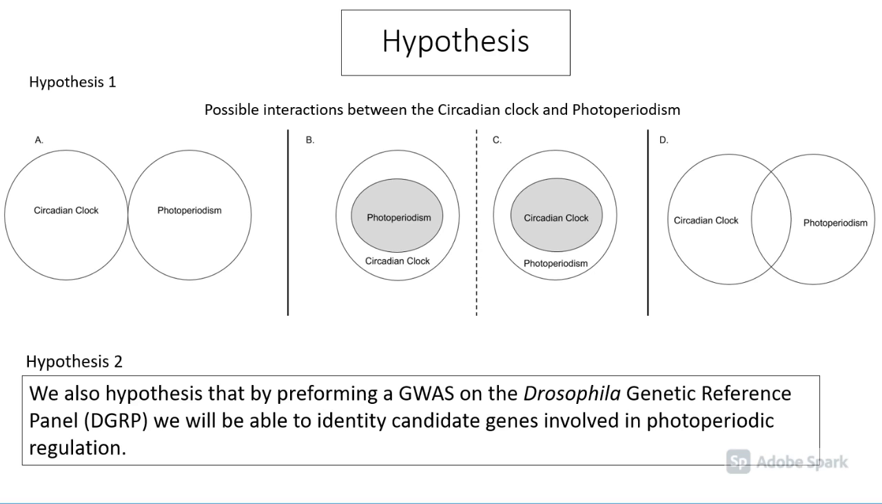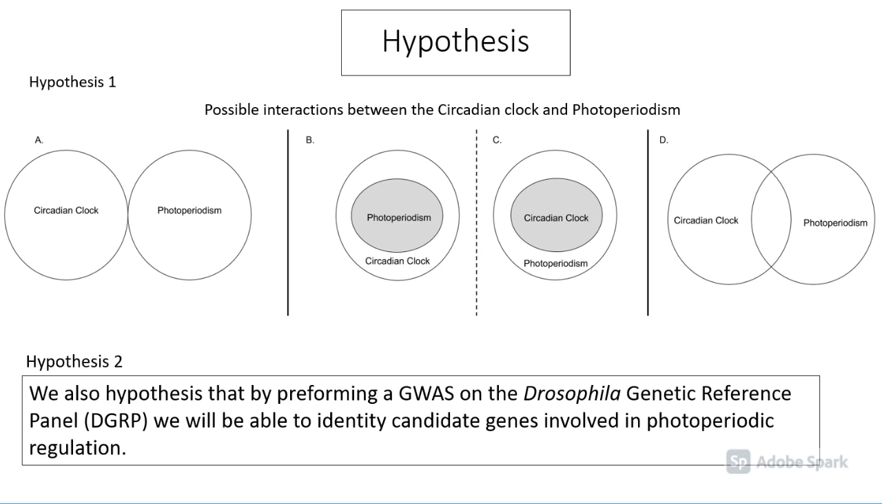We have hypothesized that by performing a genome-wide association study, we will be able to identify candidate genes involved in photoperiodic regulation. We also aim to understand how the circadian clock and photoperiodism interact to interpret day length changes.